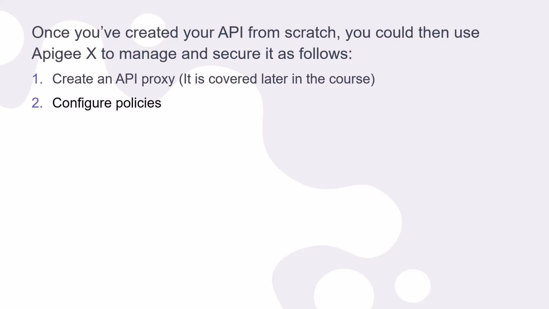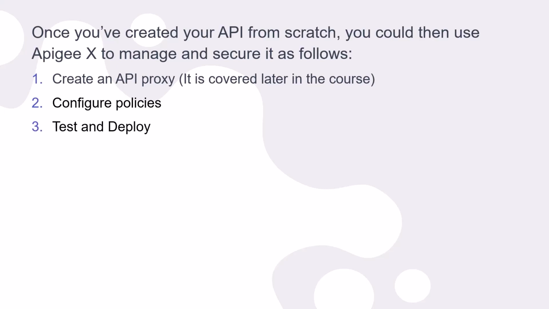Configure policies. Add policies for security, traffic management, and other requirements to your API proxy. Policies are pieces of functionality which are available to us as developers without writing any custom code, like authentication, authorization, traffic management, and security. So they are ready-built policies. You can just put them into the API proxies that you are going to create with the Apigee API management platform. Okay.